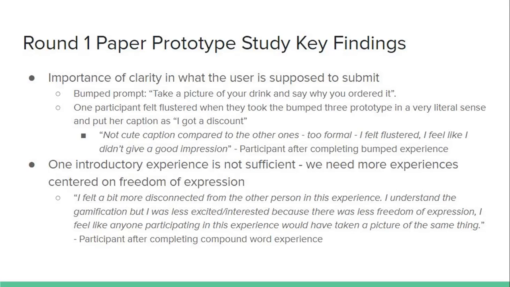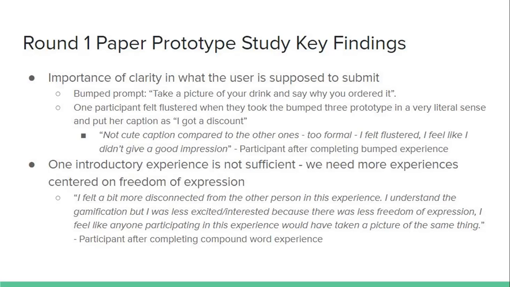So here are our key findings for round 1 of the experience. Our first key finding was the importance of clarity in what the user was supposed to submit. Our bumped response explicitly said, take a picture of your drink and say why you ordered it. One participant took this very literally and put as her caption that she got her drink because she got a discount. She reported feeling that she didn't give a good impression, as well as flustered, and this led us to think that the prompt we associate with each experience must be thought through very carefully in order to elicit creative and engaging responses. Another key finding is that one introductory experience is not sufficient, and we ought to put these triads through more experiences centered on freedom of expression.